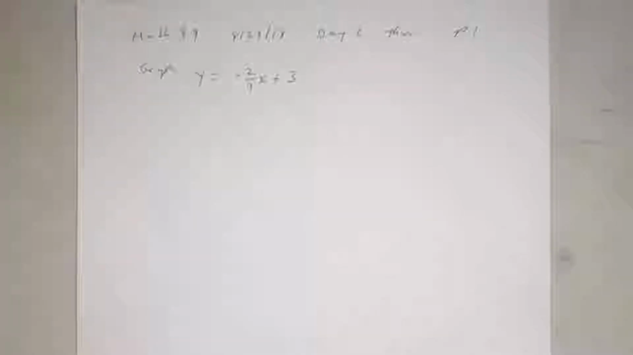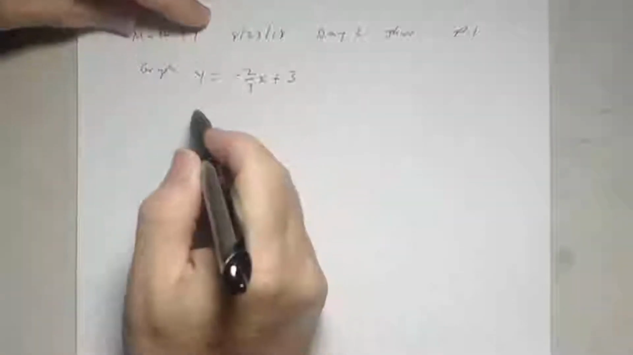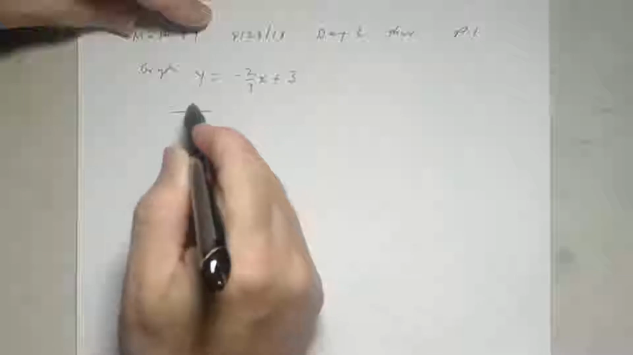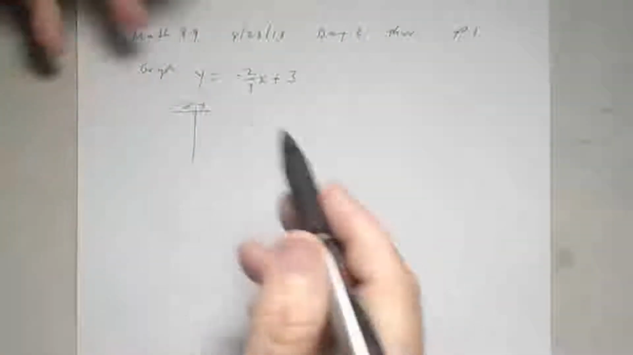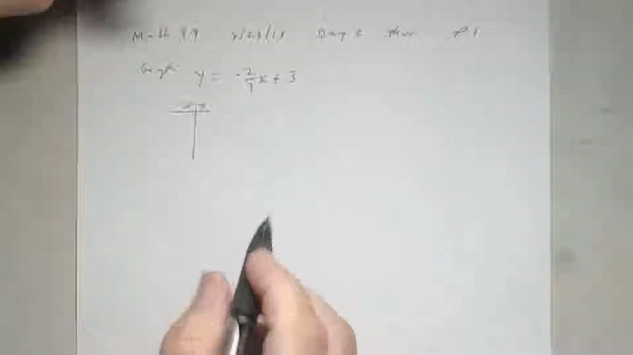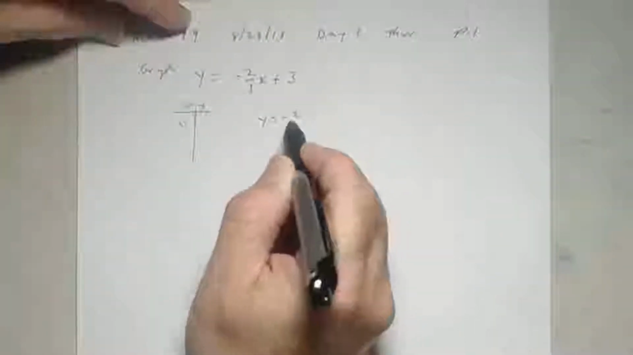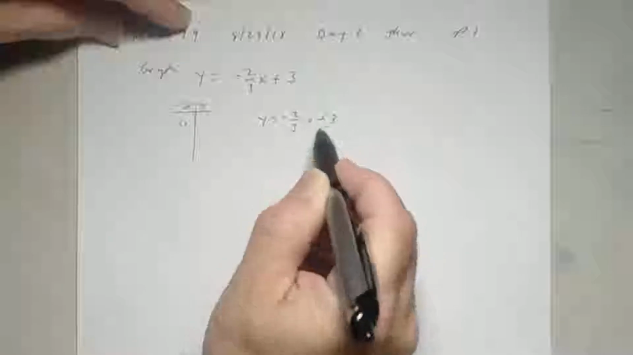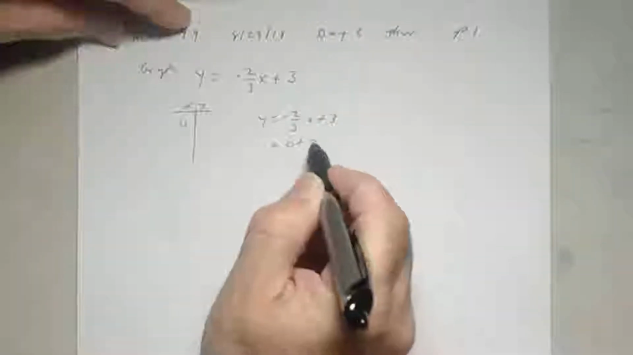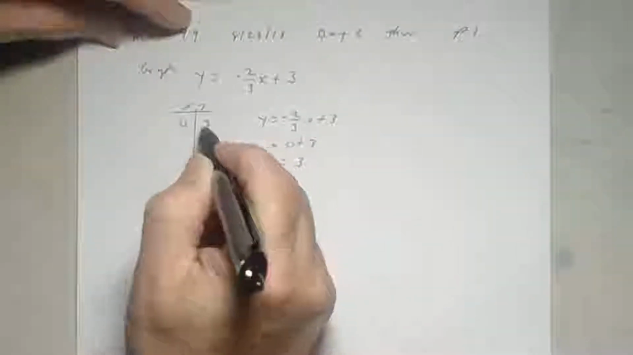Remember we talked about the fact that the coordinates have to be integers, so don't make any coordinates fractions. The first one would be x equals 0. All right, so you could do a t-table. In this section, that's the way they introduced it, in terms of a t-table. So if x is 0, this becomes y equals negative 2/3 times 0 plus 3. So that's 0 plus 3, which is 3.